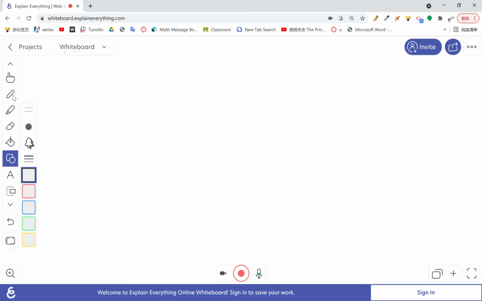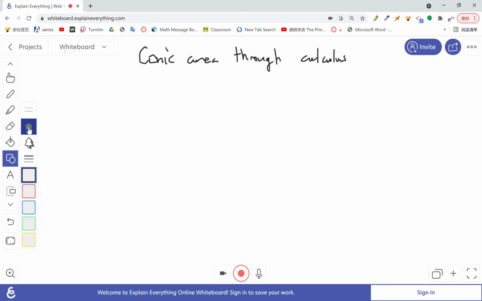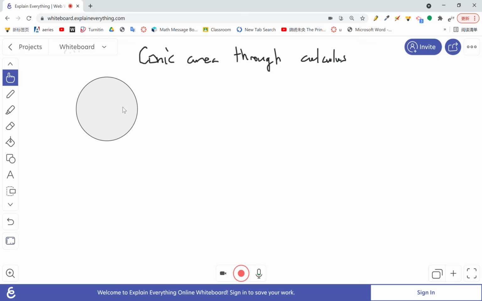So today, I'm going to be introducing you guys to a really interesting concept, which is conic area through calculus. More specifically, it is going to be integral. So let's start. First, we're going to start with circles.